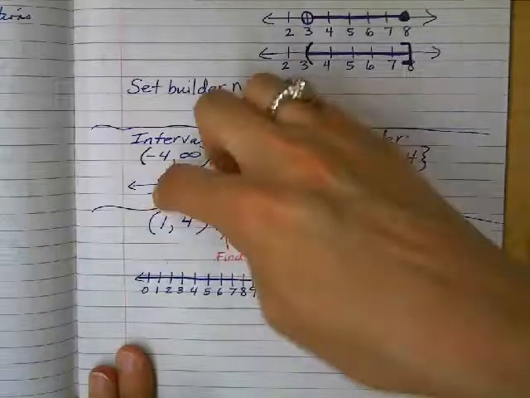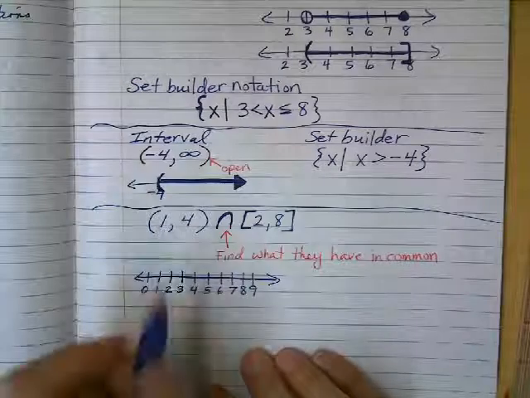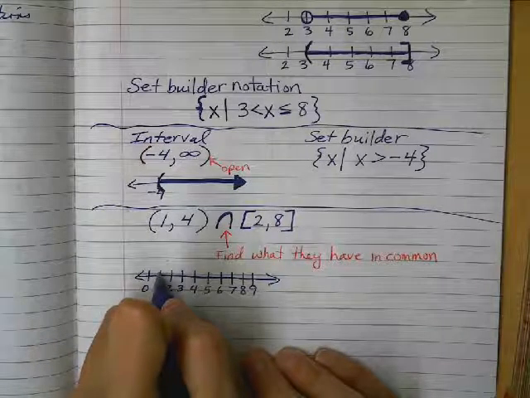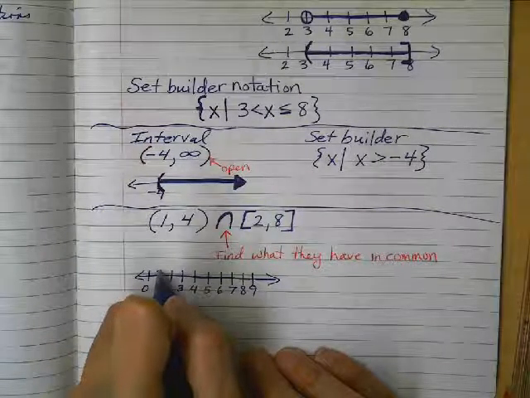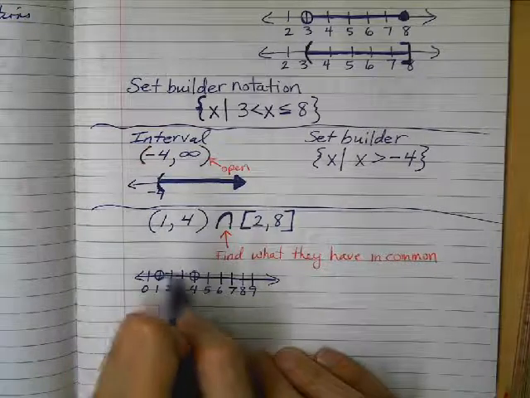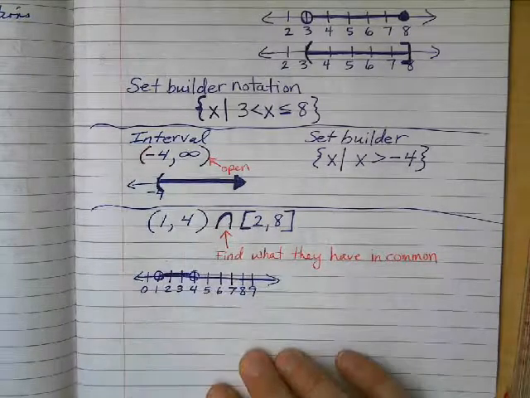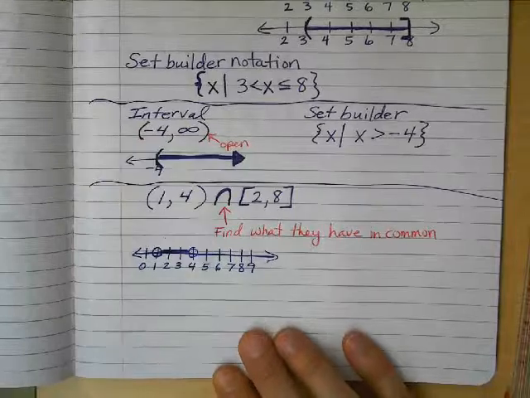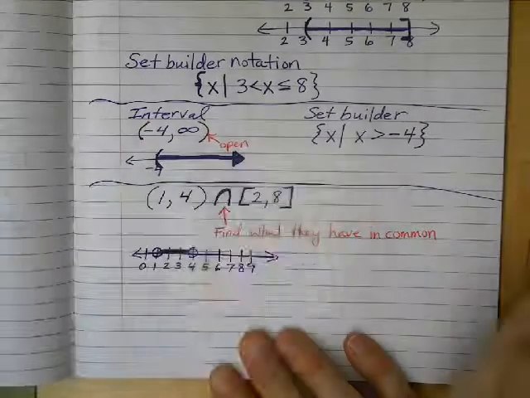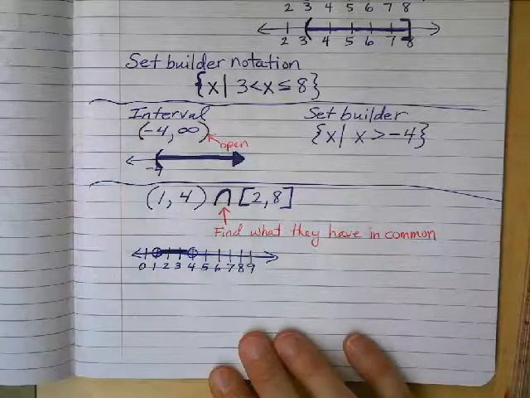So the first one says 1 to 4. It's telling you to shade from 1 to 4. You can do open circles if you're used to it. The first one, 1 to 4, means the numbers between there, right? 1 to 4, between. The curve means it's open.